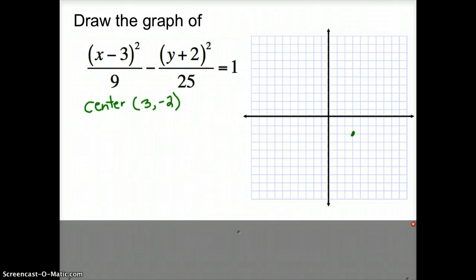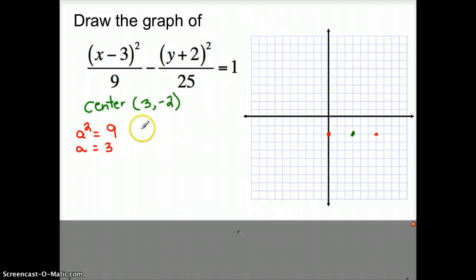The next thing I'm interested in is what a is. a squared is related to the length of the transverse axis. In this case, a squared is this 9, and we know that's how much we're going to move in the x direction because it's underneath the x. So a is equal to 3. The length of my transverse axis is 6, so I have to move 3 on each side of the center. From my center, I'm going 1, 2, 3, and that'll give me that dot there, and 3 this way, 1, 2, 3.